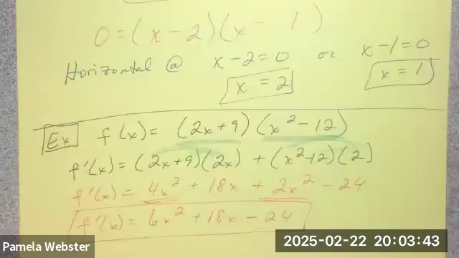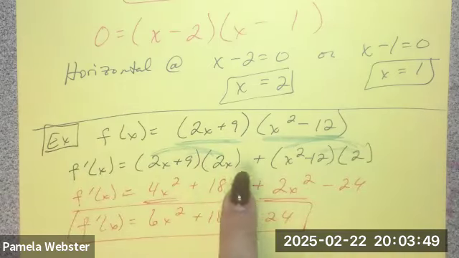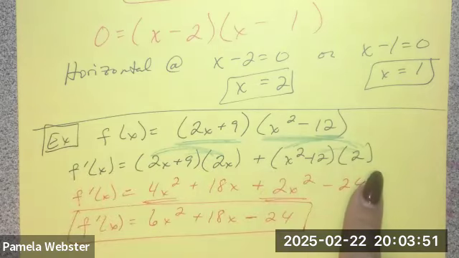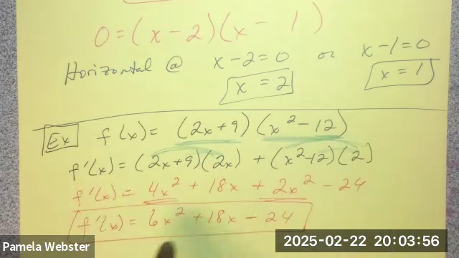All right, so there's my derivative. I saw it was product rule. First times the derivative of the second, plus second times the derivative of the first. Write it out, multiply it out, distribute, simplify it, combine like terms.